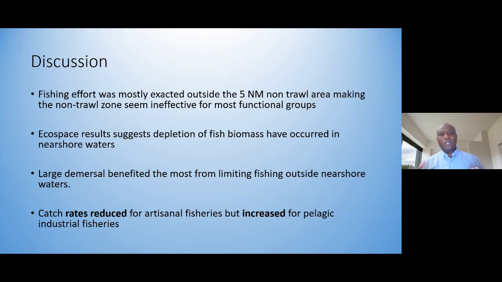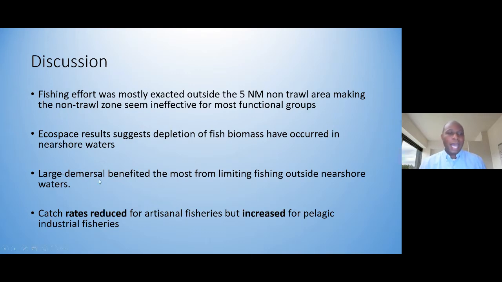Ecospace results also suggest that there's depletion of fish biomass, and that this is probably why what my professor said 20 years ago is happening, because there's this wider envelope of area that fishermen really need to reach in order for them to maintain a reasonable catch.